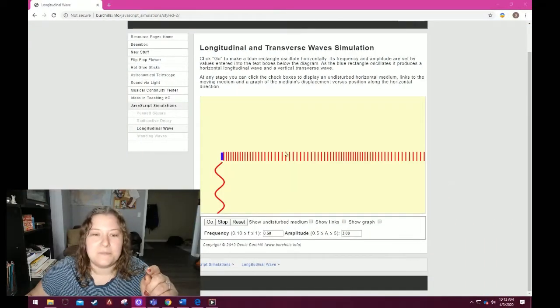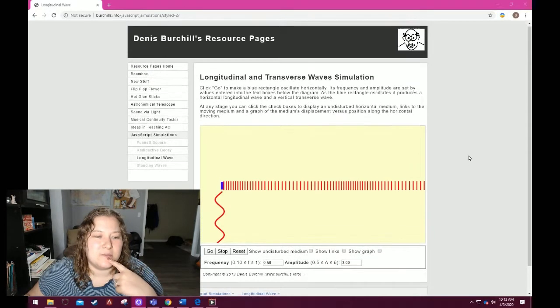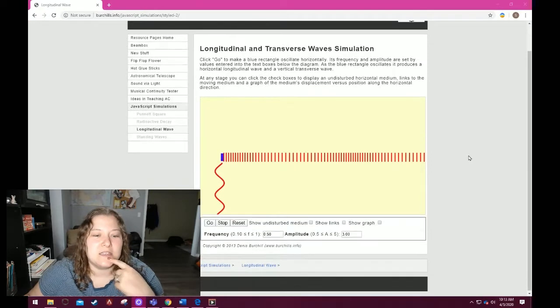I wanted to put together a different simulator for you guys, just in case you didn't quite understand the longitudinal one from the first section. So here is another example of waves and what they are right here. So we've got a longitudinal and transverse wave simulator here. Shout out to whoever that guy is.